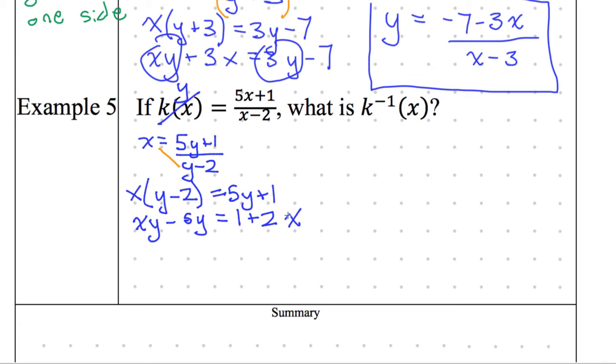So a step was skipped here. I just want to make sure that everyone could follow that. This x was multiplied into the negative 2 to get negative 2x. And to undo that, we had to add 2x to both sides. And we had the original 1. We had to subtract that 5y. That's where that negative 5y came from.